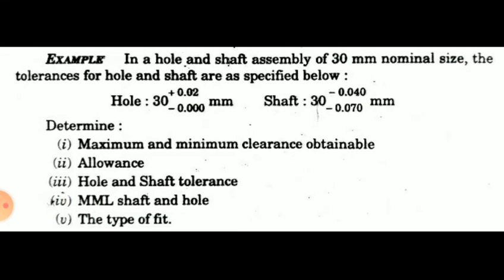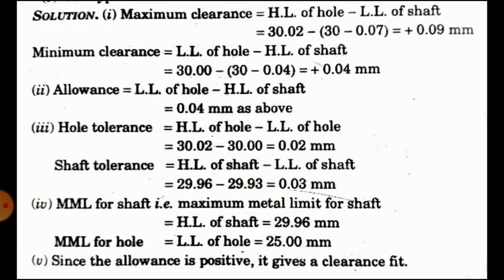The next example: in a hole and shaft assembly of 30 mm nominal size, which is the basic size, the tolerances for hole and shaft are given, and it is asked to find out the maximum and minimum clearance, then allowance, hole and shaft tolerance, MML, that is maximum metal limit for the shaft as well as the hole, and the type of fit. So we can easily calculate. First find out maximum clearance.